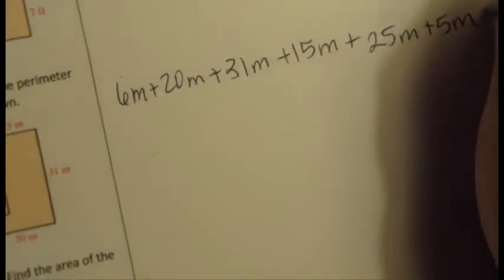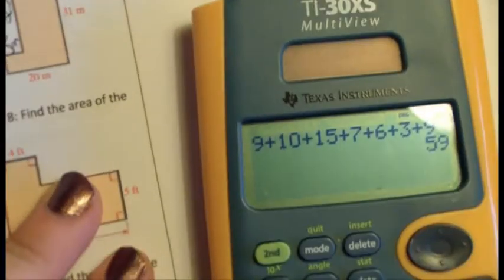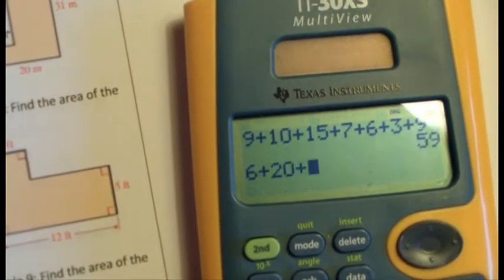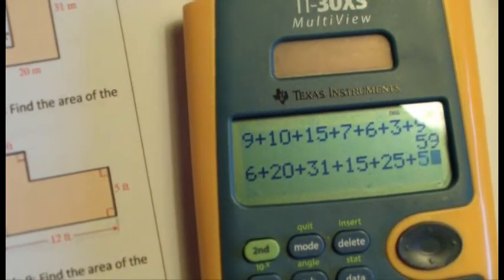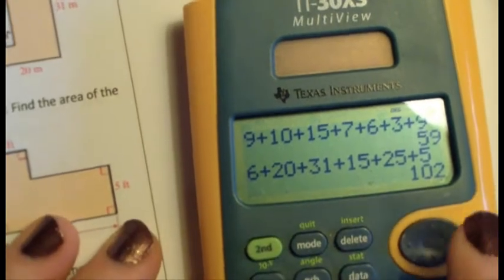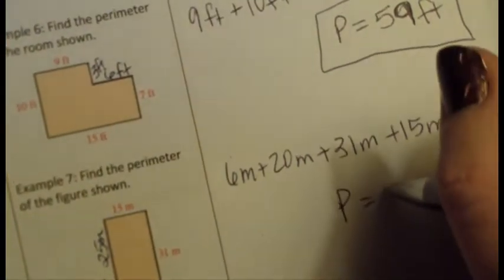Okay, just double checking I got them all. Alright, so add them up. We got 6 plus 20 plus 31 plus 15 plus 25 plus 5 is 102. So our perimeter, 102 feet.